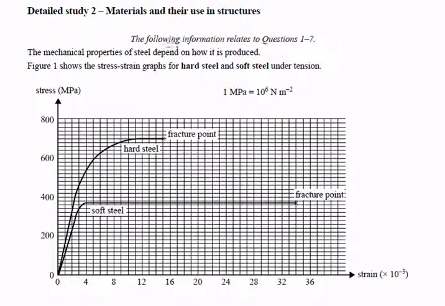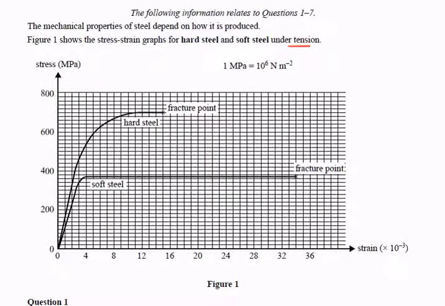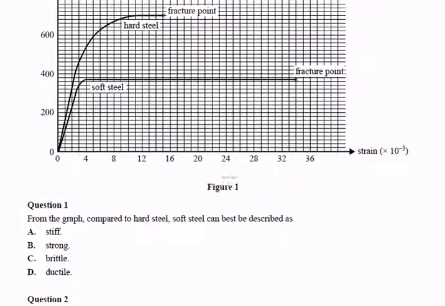Right, the 2009 materials and the use and structures section. Again, it starts off with the same graph we're used to seeing over and over again. We've got two, hard steel and soft steel, and they're being tested under tension. The first one: compared to hard steel, soft steel can be best described as, so soft steel here.